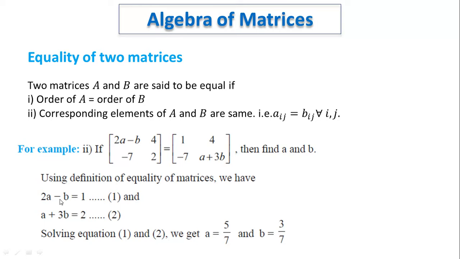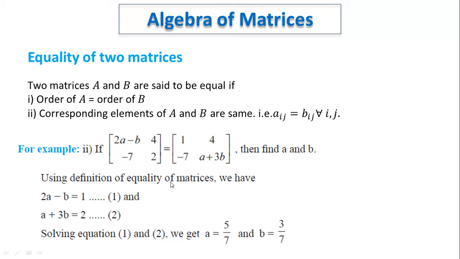Now these two are simultaneous equations, and you know how to solve simultaneous equations to get the values of a and b. So by solving equations 1 and 2, we get a is equal to 5 by 7 and b is equal to 3 by 7.